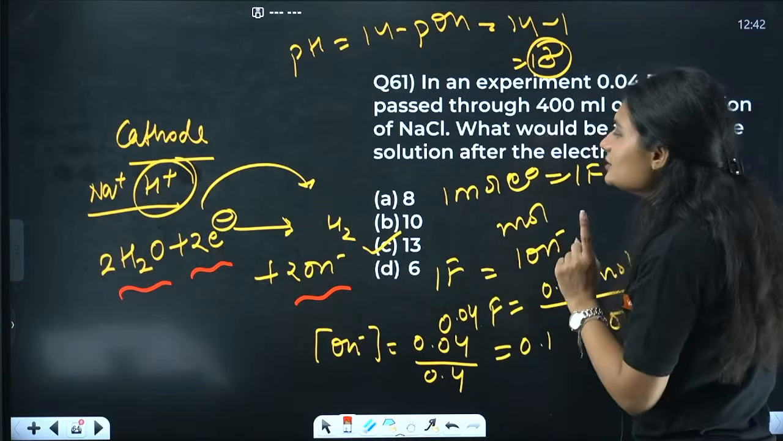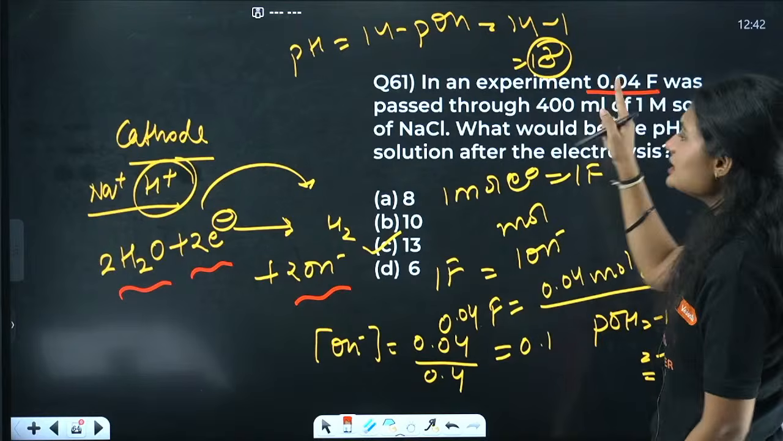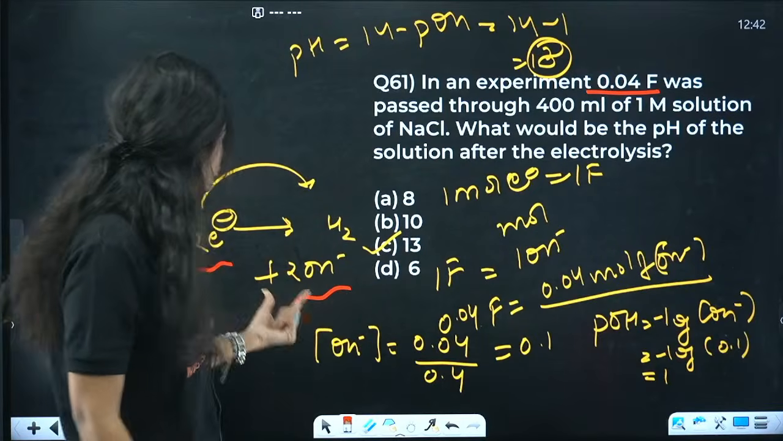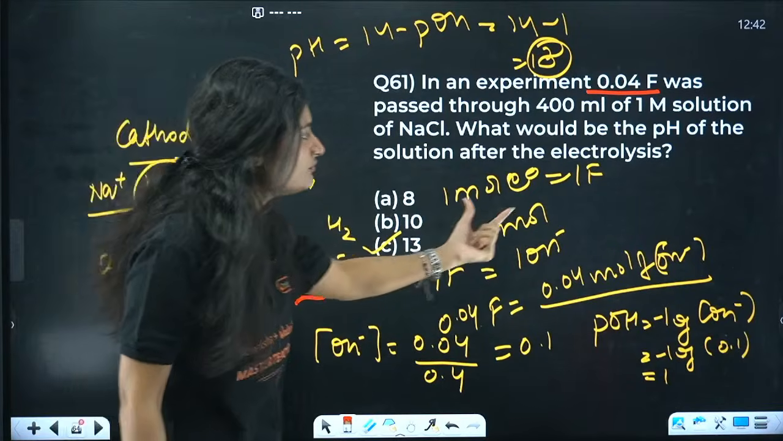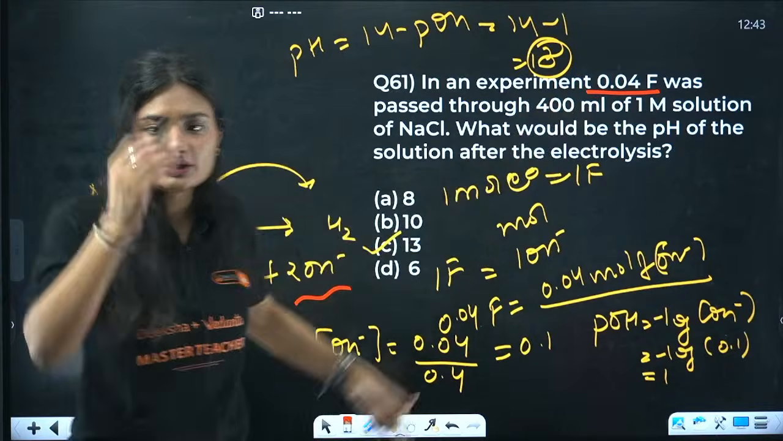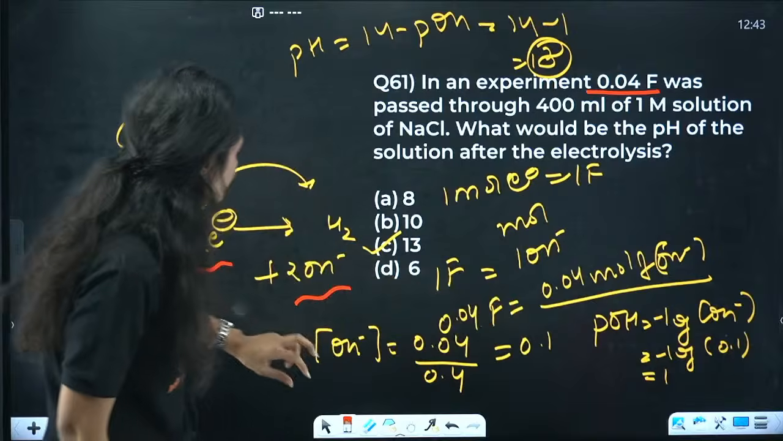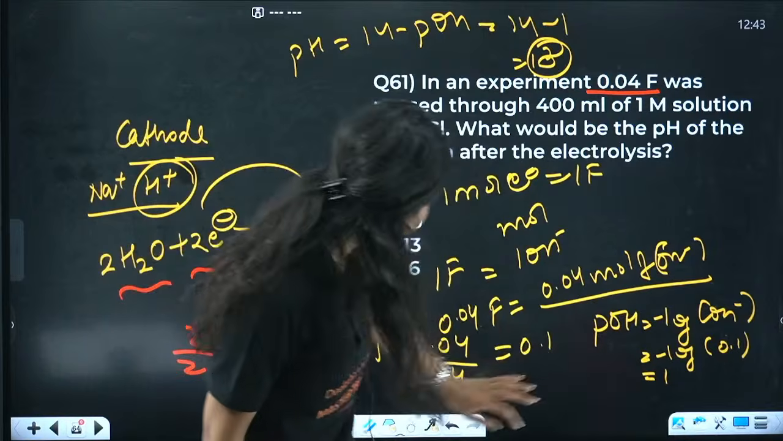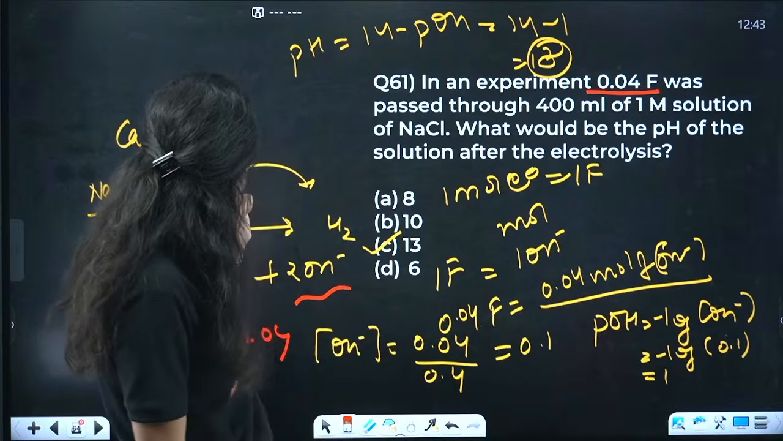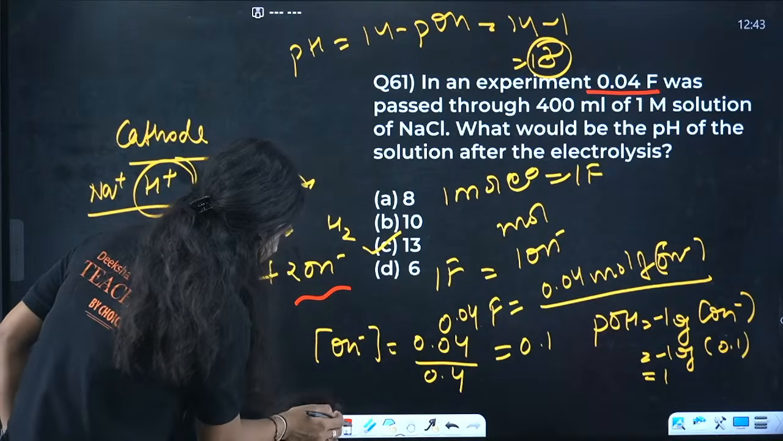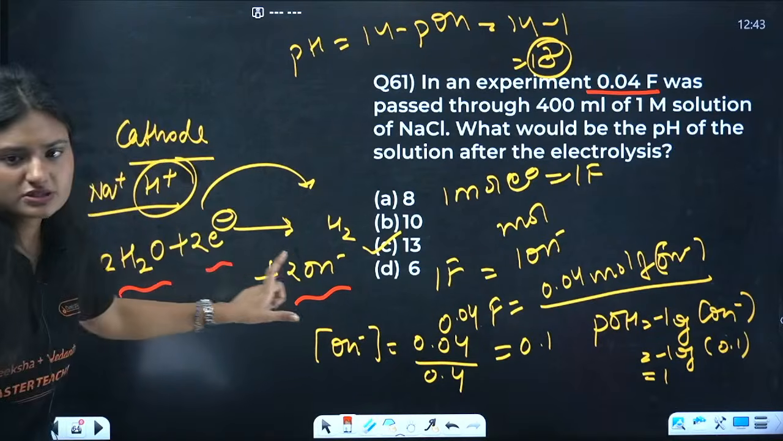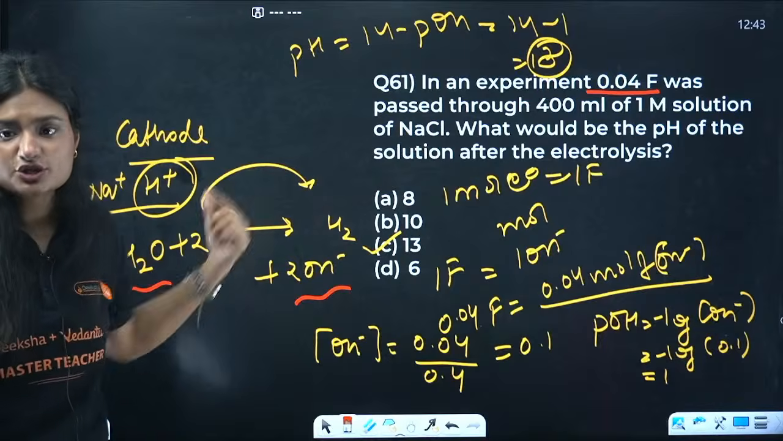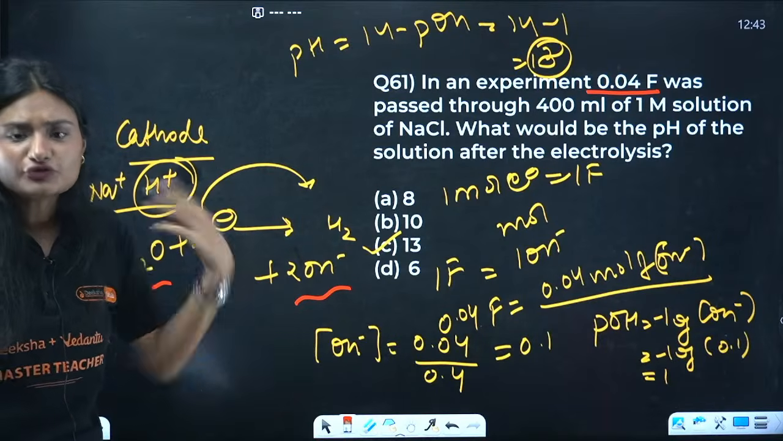How many moles of electrons do we have? We have 0.04 Faraday. 1 mole of electrons equals 1 Faraday. Listen, 2 moles of electrons give 2 OH-, that means 2 Faraday gives 2 OH-. We have 0.04 Faraday, so 0.04 Faraday will give 0.04 mole of OH-.